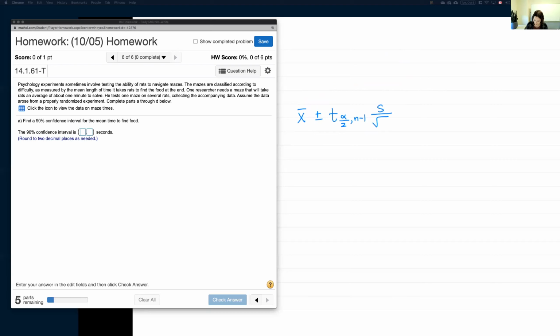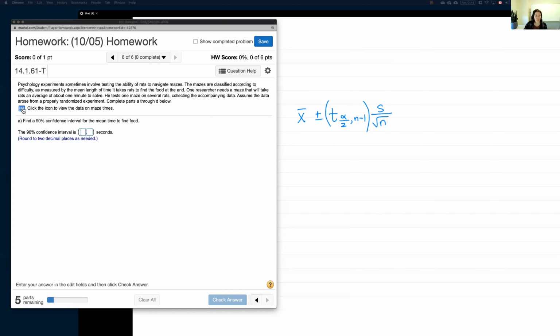So this is a number plus or minus that t alpha over 2, n minus 1 is just a number, s is just a number, and n is a number. But we're going to have to find that from raw data, okay? And it's going to be slightly different in R as well as on the calculator. So I'm going to do it on both just so that you can see the answer both ways.